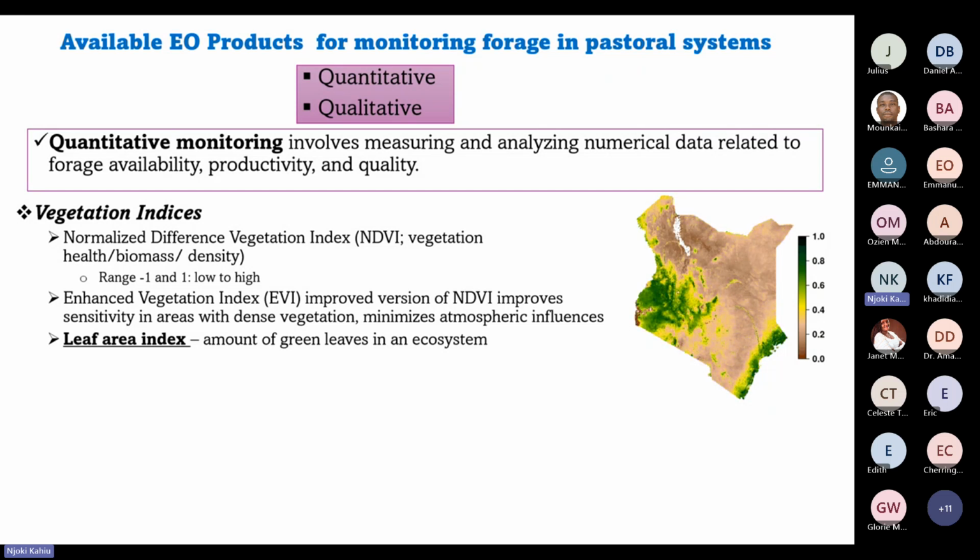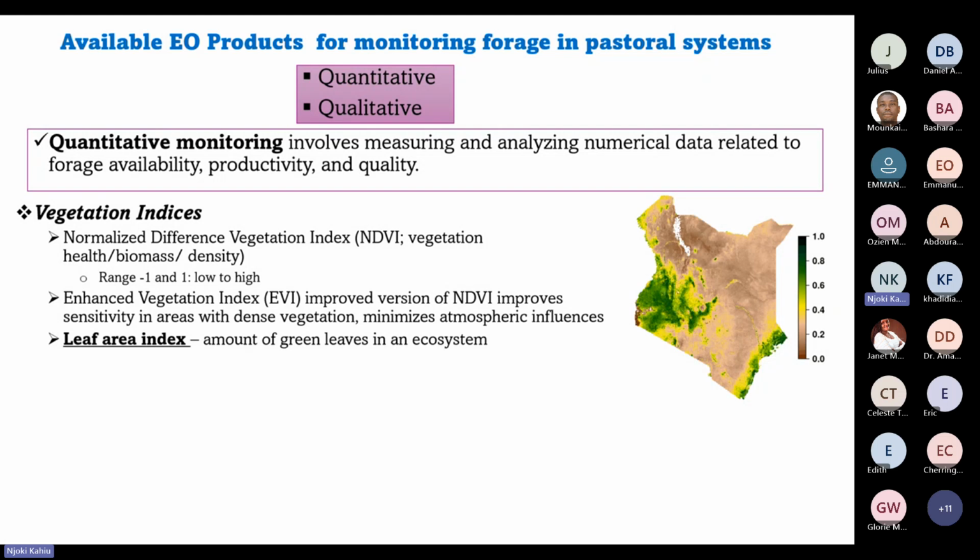Some of the available other observation products for monitoring forage in pastoral systems could be quantitative or qualitative. When we talk about quantitative, it involves measuring and analyzing numerical data related to forage availability, productivity, and quality. Some of these may include vegetation indices. I know most of us have interacted with the Normalized Difference Vegetation Index, NDVI, which is basically an indicator for health of vegetation and biomass density, and it ranges between -1 and 1. From satellite data, you can see areas that are underperforming using a product like NDVI. But the challenge with that is that it comes in an aggregate form. But as I'll show you, we have been able to separate that.